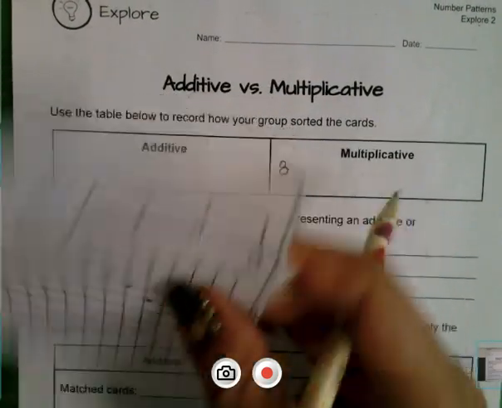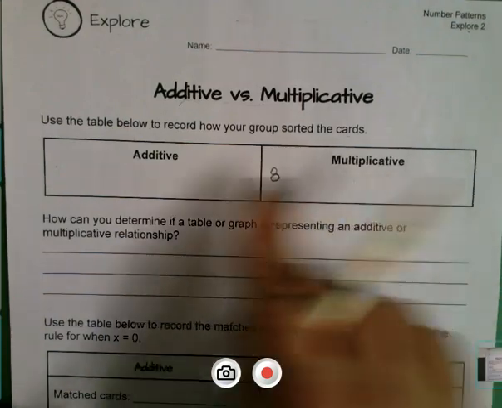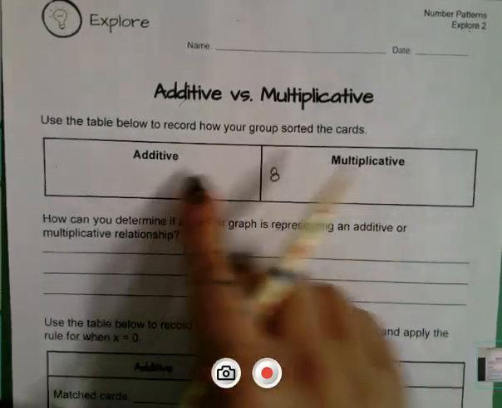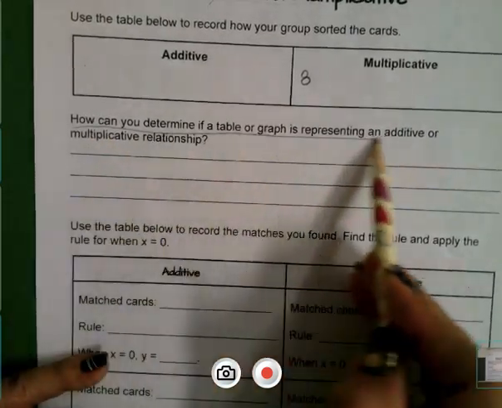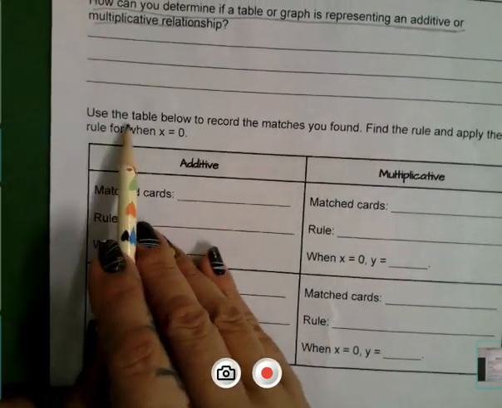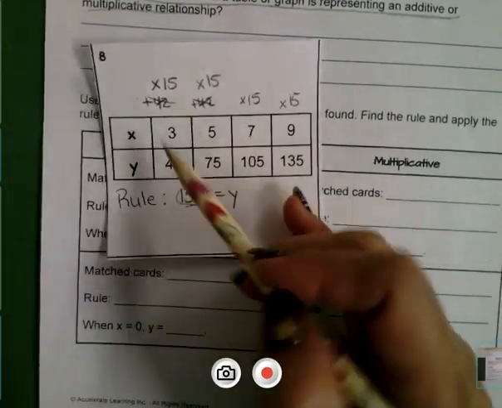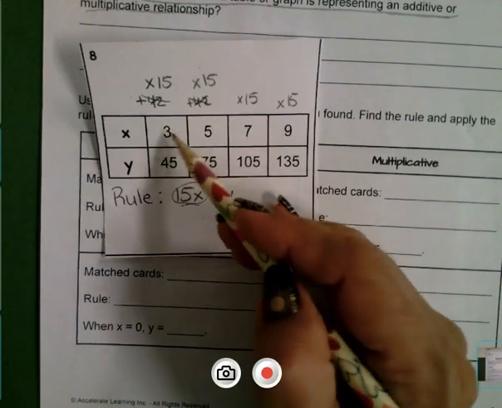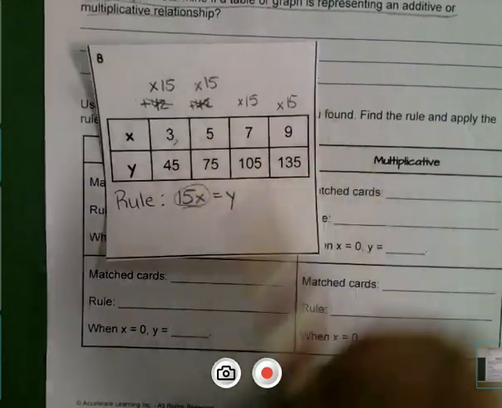Remember, you can write on the cards and sort them the way you think they need to be. Then talk about how you know if it's additive or multiplicative. Remember, I talked about going through that 0. Then down here, it says use the table below to record the matches you found. So say 2, well, let me see if I can find 8. I'm looking for something where one of the points is 3, 45.